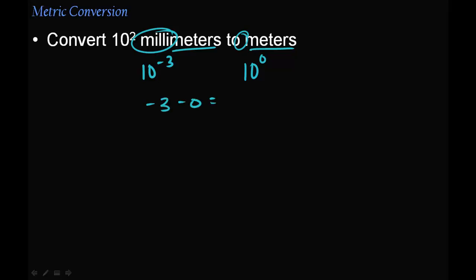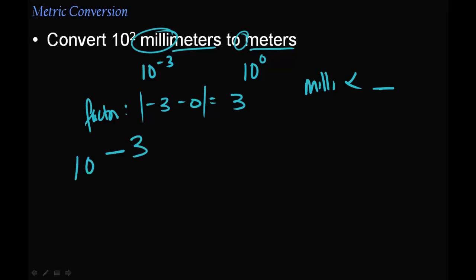Negative 3 minus 0 is just going to be, again, we only care about the absolute value of this right now, so we put the absolute value signs. So our factor is going to be a factor of 3. Let's check out the units. Millimeters, or milli, is actually smaller than the base unit. So our prefix is getting bigger. That means our conversion number must actually get smaller to balance out. So that tells us our conversion factor is going to be negative this time. So it's going to be a factor of negative 3, and it really means 10 to the negative 3.